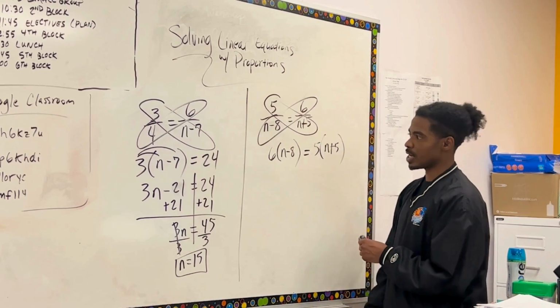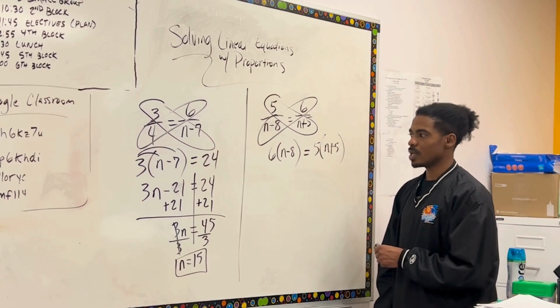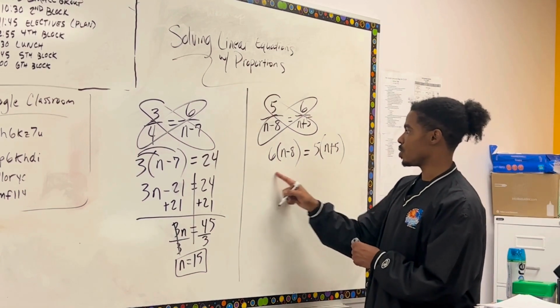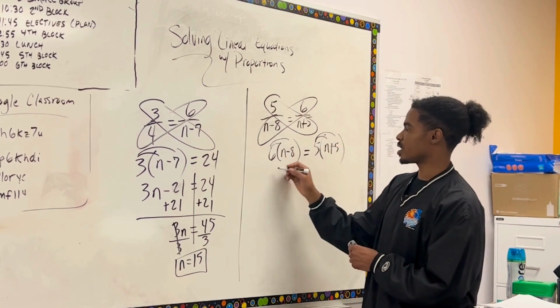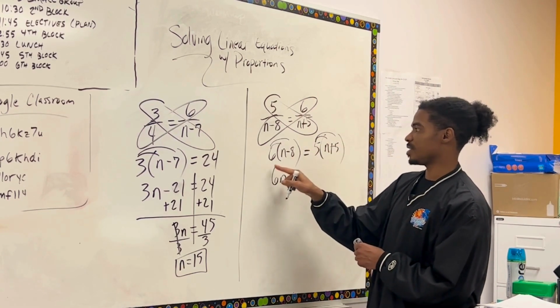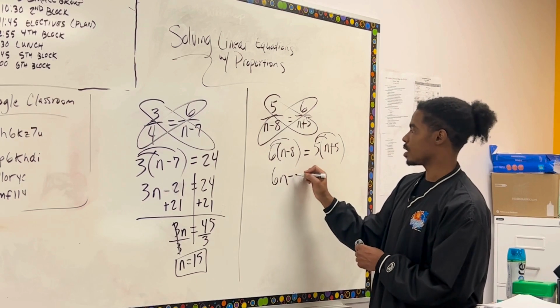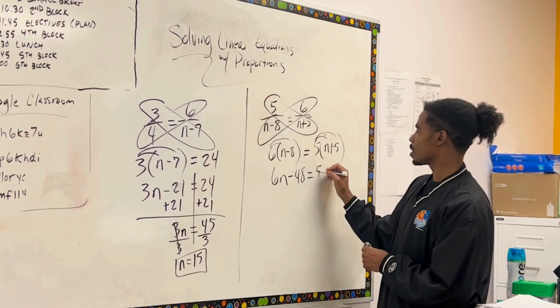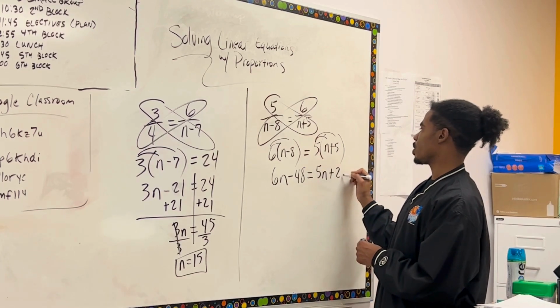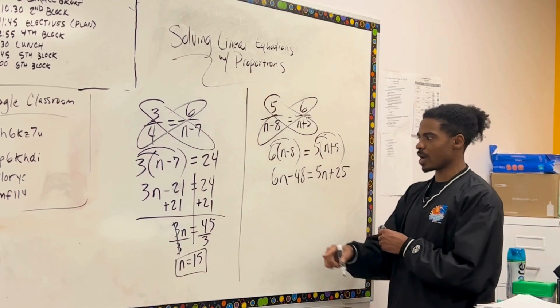In unison, what we got to do next? Good. Let's distribute. So 6 times n, 6n, right? 6 times negative 8. There you go. Same thing. Now, hold on. Give me a second. Nothing else can be combined, right?